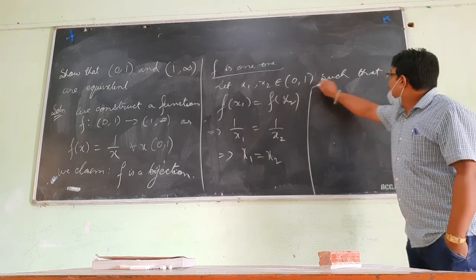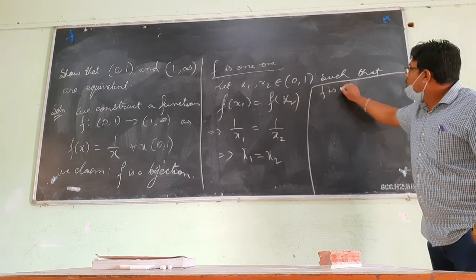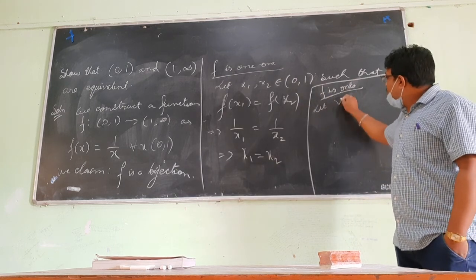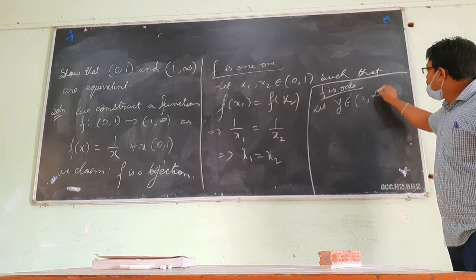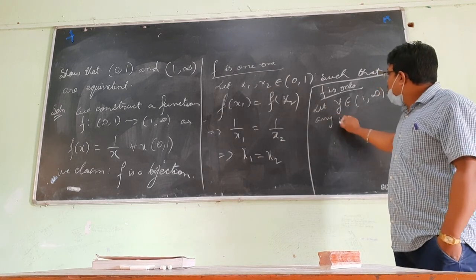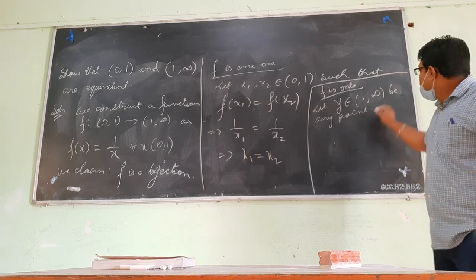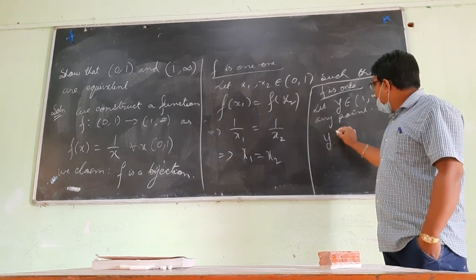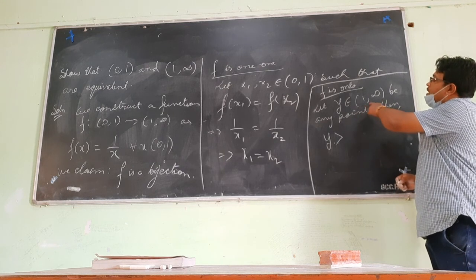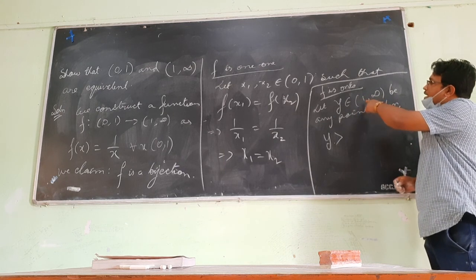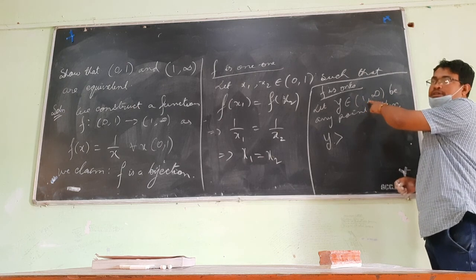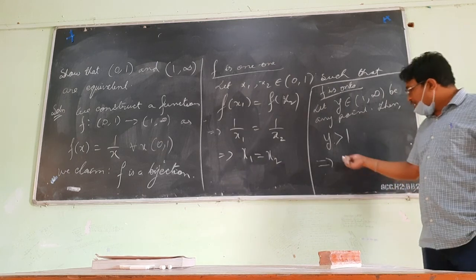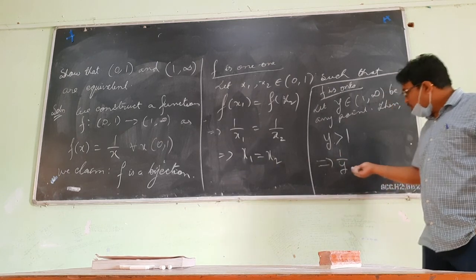Next I have to show that f is onto. How to show f is onto? We start with an element in the codomain. So let y belong to (1, infinity), be any point. Any real number here satisfies y strictly greater than 1. But y is positive, and 1 is also positive. So by properties of inequality, if I write 1 by y, what will happen to the inequality?